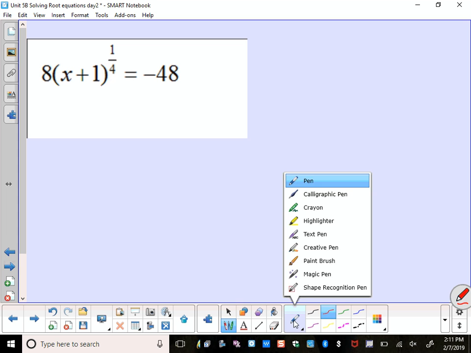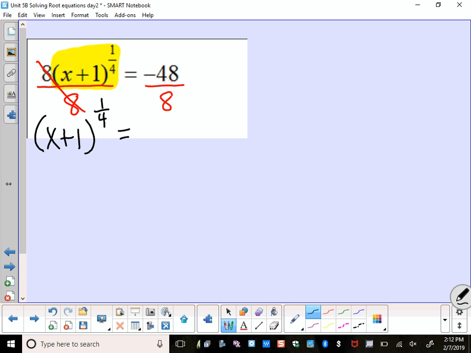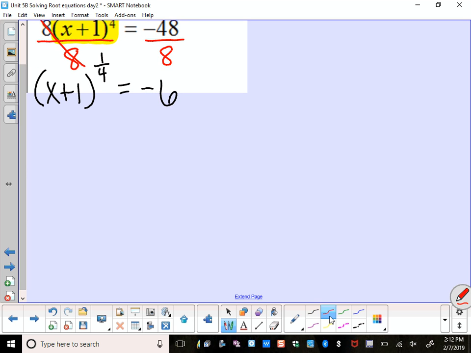On 5, 3 minus 9 is negative 6. What do I need to move to get rid of first? Divide each side by 8. So that cancels out, and I'm left with x plus 1 to the power of 1/4 is equal to negative 6. Do I like this exponent in my answer right now? No, so let's change it.